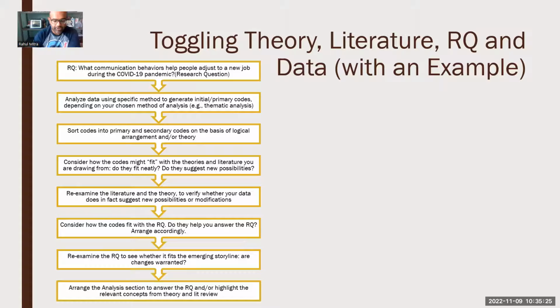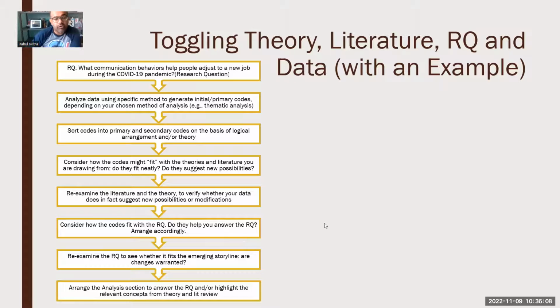So this is really important to realize that the role of theory is not after you've already come up with your codes and you're writing up your paper. The role of theory is involved even as you are following the method of analysis and sorting the codes that you actually come up with from your thematic analysis method. So you will then re-examine the literature and theory, and go back to the literature and theory to verify whether your data does in fact suggest new possibilities or modifications.